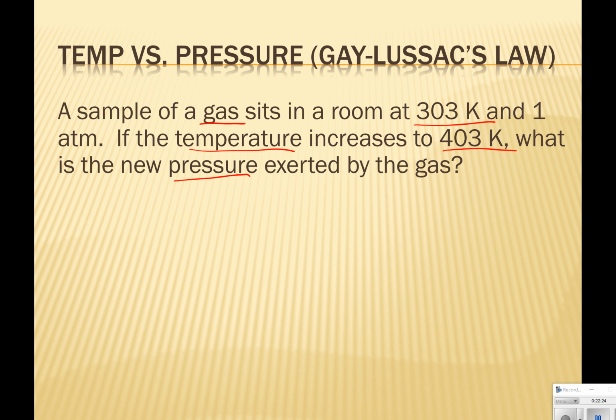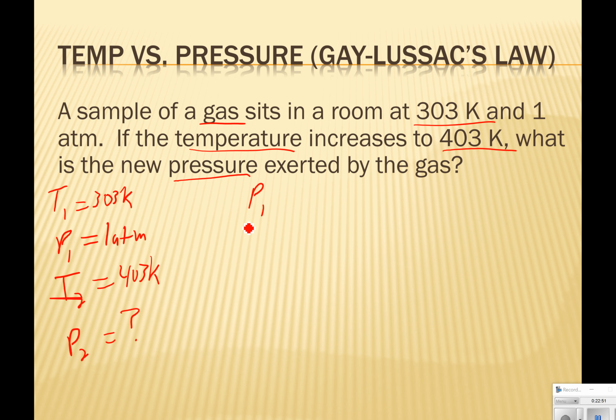So let's see what we have. We have a gas sitting in a room at an initial temperature of 303 Kelvin and 1 atmosphere. So our initial pressure is 1 atmosphere. Temperature gets increased, or a changing condition, or T2, becomes 403 Kelvin. And we're looking for a new pressure, so that's what we're going to solve for.